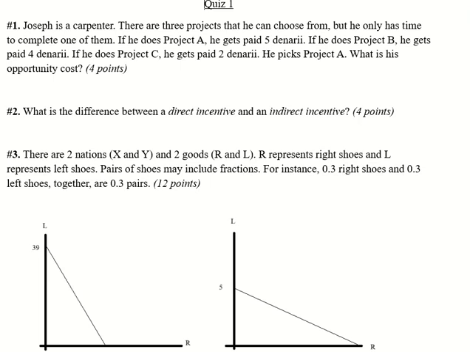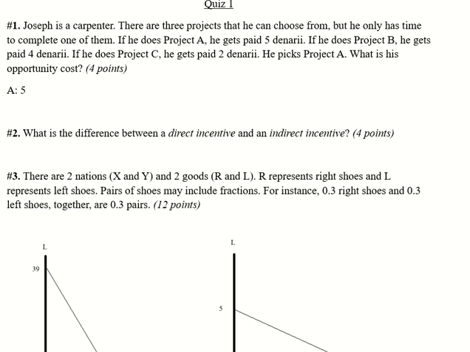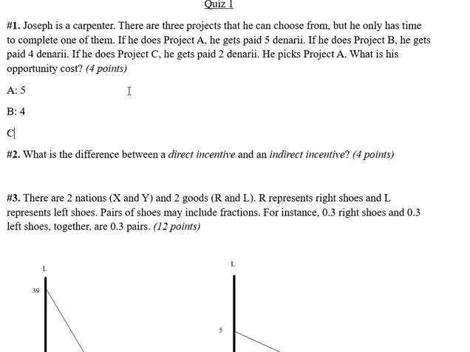Let's go over the answers to the quiz. So, number one, we had Joseph was a carpenter, and this is about opportunity cost. For project A, he gets 5 denarii. For project B, he gets 4. And for C, he gets 2.